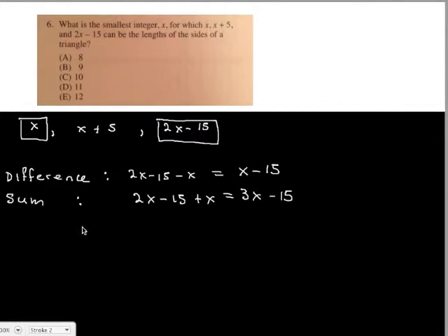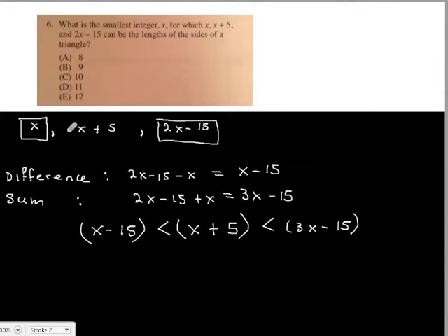So this time I want to see which of these will conform to the rule where the difference, which is x minus 15, must be less than the side that I did not pick, the third side, which is x plus 5, and that in turn must be less than the sum of the two sides that I picked, which is 3x minus 15. So we can look at the answer choices and start testing each of the choices.